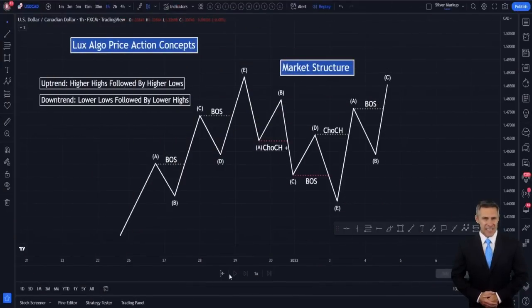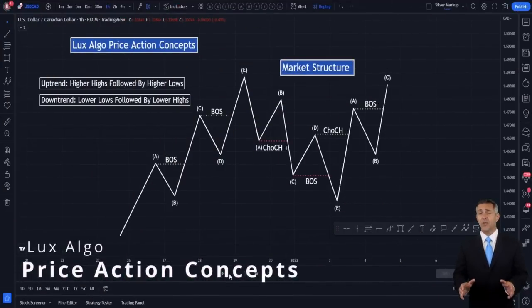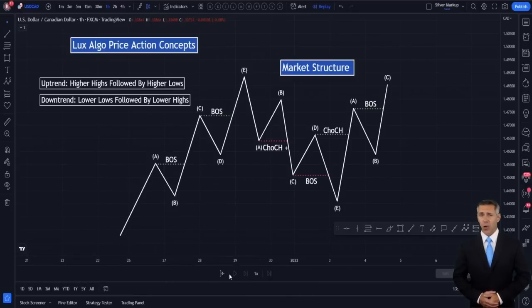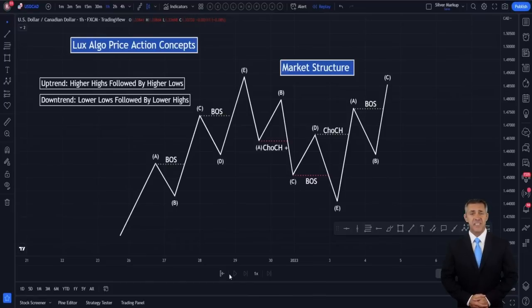Alright, with this video, I want to show you the Lux Algo price action concepts and how it works. And more importantly, in this video, I'm going to be focusing on the market structure aspects of the Lux Algo price action concepts and break down exactly what you need to be looking for, how it works, and how you can trade it with Lux Algo.